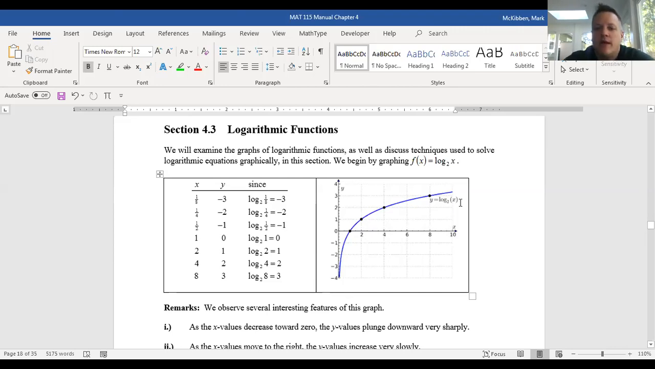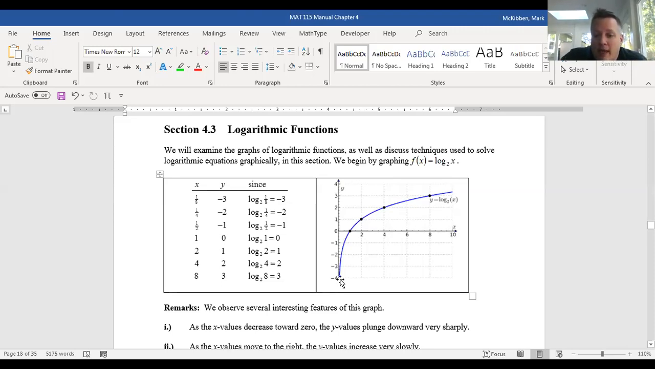A couple of things to note. As the input gets larger, the exponent gets larger, so the function's increasing everywhere. I can't put 0 in for x because there's no way I can raise the positive number 2 to any exponent and get 0 out. And so 0 is not a tenable input for log. Furthermore, you can't have any negative inputs because there's no way I can raise a positive number to any exponent and get a negative output. That's just not going to happen.